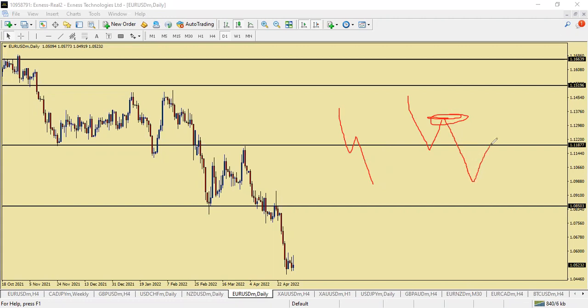Impulse, correction, impulse, correction. Maybe it can play like this, but we just need to be steady. Let me tell you one thing: as long as you know the direction, my friend, stick to the direction. That's why we say as traders, don't trade against the trend. It is foolish to trade against the trend.